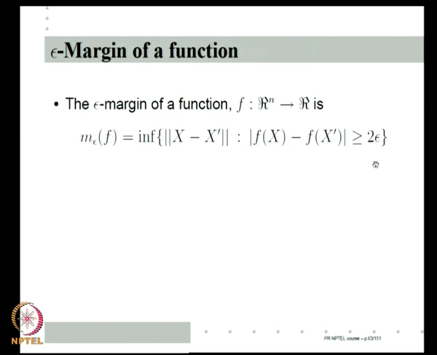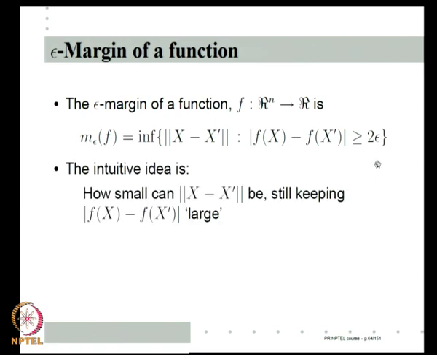We are saying, given an epsilon, I want to keep |f(x) - f(x')| at least 2 epsilon. f(x) minus f(x') has to be large, so to say. It has to be greater than 2 epsilon. I am asking, of all ||x - x'|| that will allow |f(x) - f(x')| to be greater than 2 epsilon, what is the smallest of that?